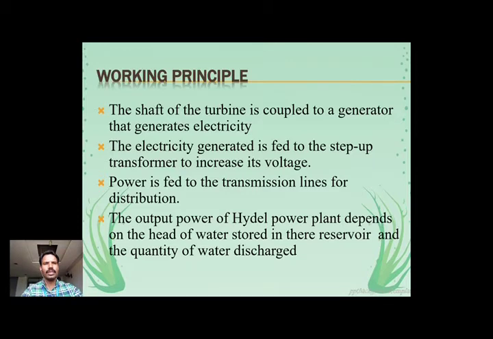For example, the Vaigai dam produces only 6 megawatt. Its water head is lower compared with Mettur dam or Periyar dam. But Periyar dam produces around 12 megawatt. Compared to Vaigai, it has a high water head, so it is possible to produce more electric power.